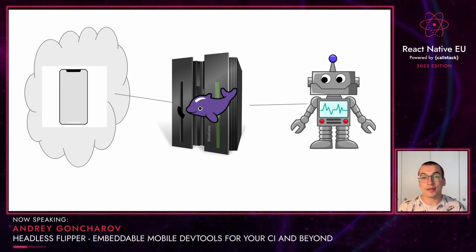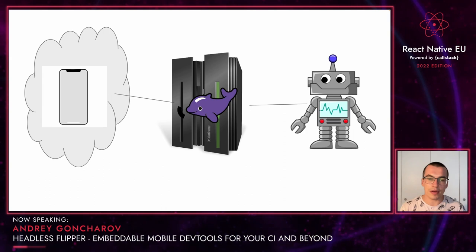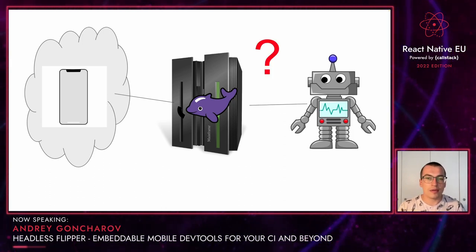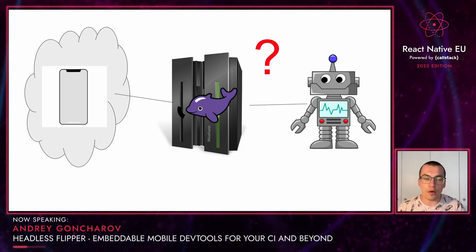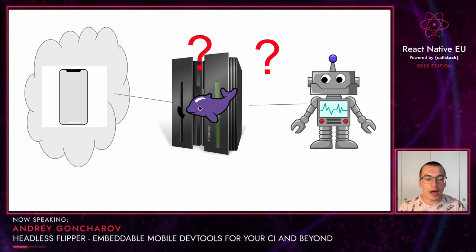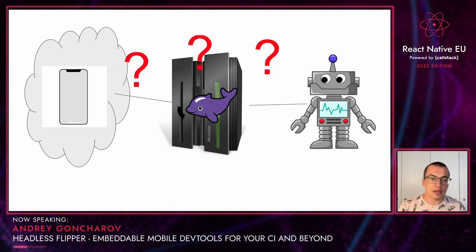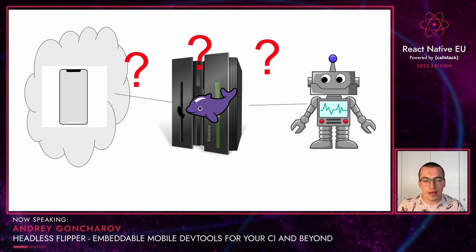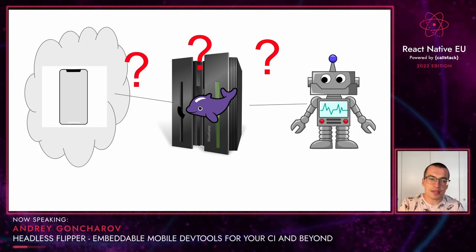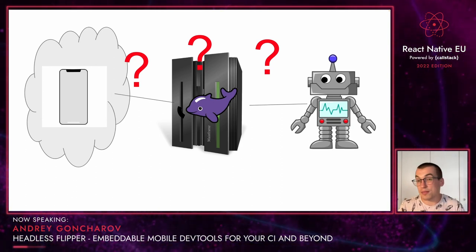What if you want to automate something? What if you want another program to interact with Flipper? Then how would you force your script, your program, to talk to Flipper? How would Flipper understand these commands? And how would Flipper talk to the device in the end? Yes, some parts of this chain are solved. For instance, Flipper talking to the cloud, but the other parts are not.